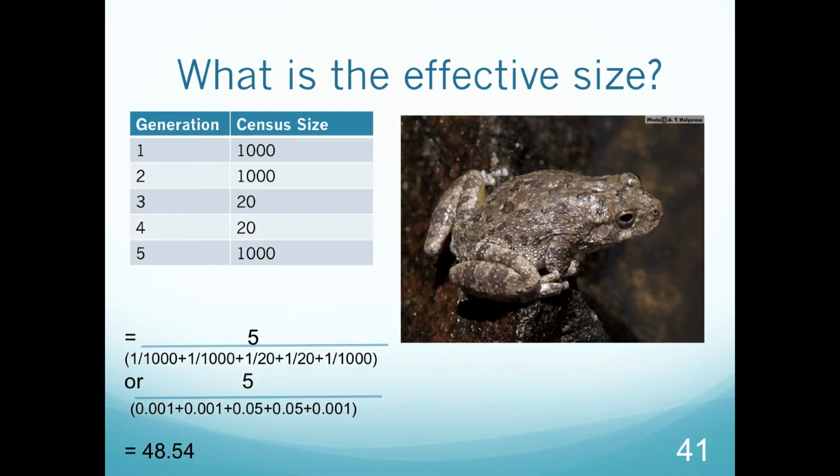And so the number of generations is 5, and we take the reciprocal of each value, add those all together, and we get 48.54 individuals as the effective population size. So even though this population has, for most of the time that we counted it, had a population size of 1,000, the bottleneck had a huge effect on the real effective population size and reduced the genetic diversity quite a bit.